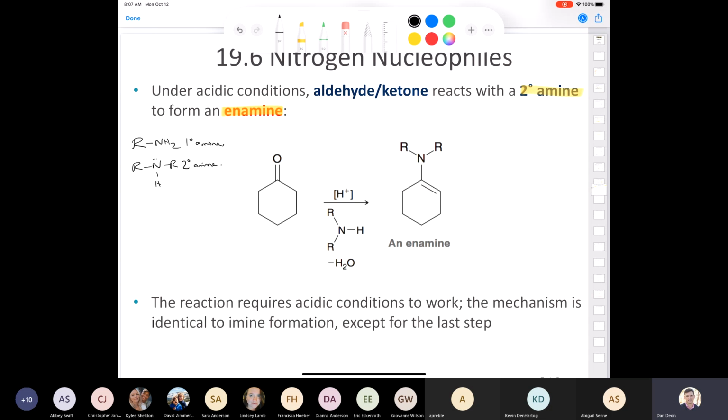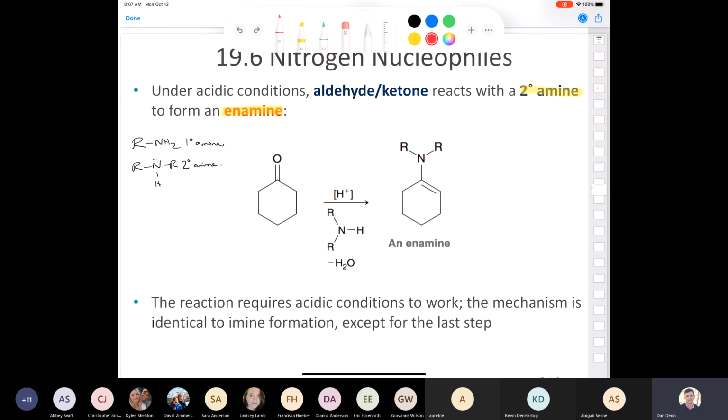Again, we take our ketone or our aldehyde. Here they're showing cyclohexanone with a catalytic amount of acid and a secondary amine, shown here, removal of water, and we form this enamine. And you can probably tell where that name comes from. Okay, we have an amine here, and then we have an alkene here. So we call that an enamine.